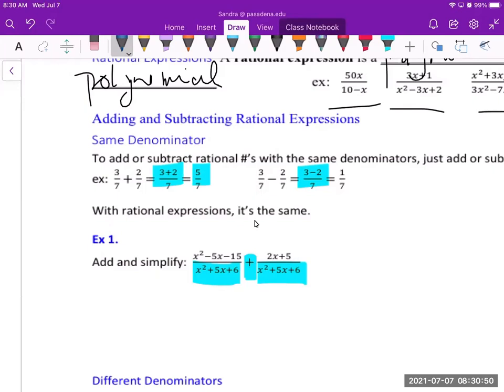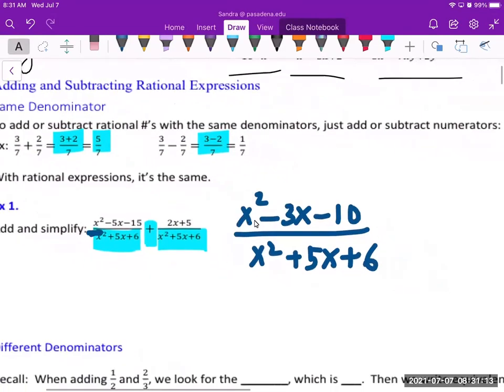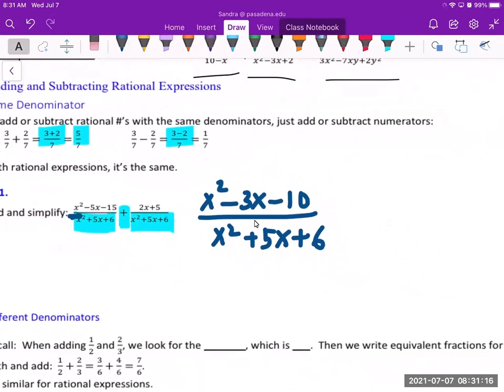So then I can see that I have an x squared. There's no other x squared. This is going to be x squared. Then negative 5x plus 2x will give me a negative 3x. And then negative 15 plus 5 will give me a negative 10. And then keep the same denominator, x squared plus 5x plus 6. And that will be the answer when you add them.